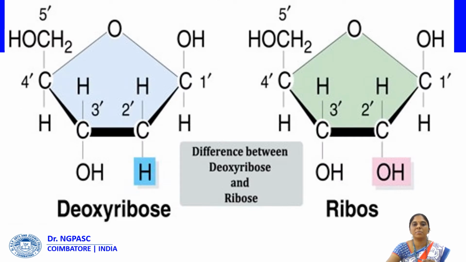So the difference between the ribose and deoxyribose sugar is that there will be a difference in the second carbon position only. In deoxyribose, you will have only a hydrogen atom, but in ribose sugar, you will have a hydroxyl group, an oxygen atom. So the second carbon of deoxyribose contains a hydrogen atom, and in ribose the second position contains a hydroxyl group. This is the difference between the ribose and deoxyribose sugar.